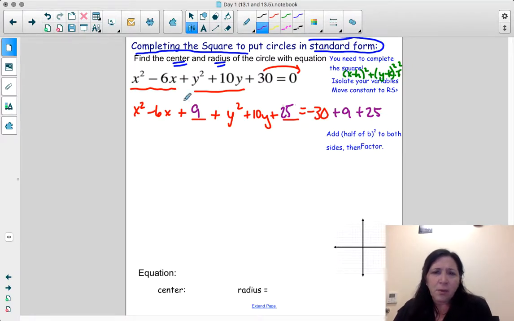So let's just simplify. We completed the square, and now we just need to add these up. Negative 30 plus 25 is negative 5, right?